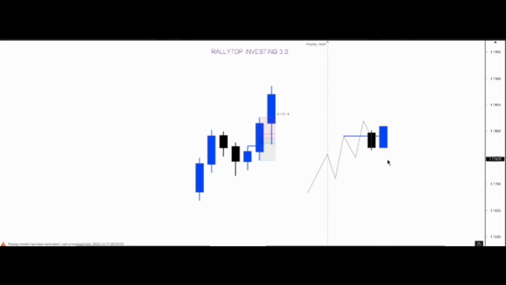I want you to understand these are the two types of rejection that you need to see at this level. Once you find any of these two types of rejection, then you can pull the trigger. So, this is the way you want to trade on your lower time frame.